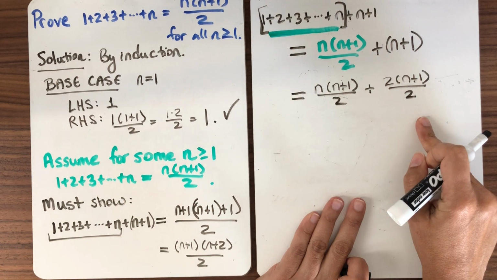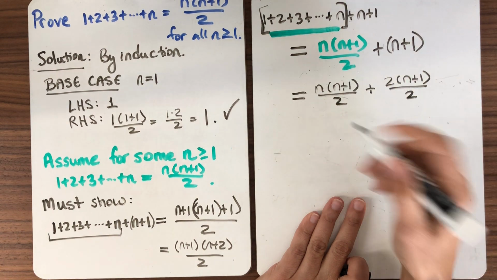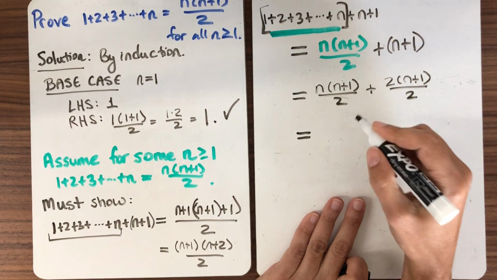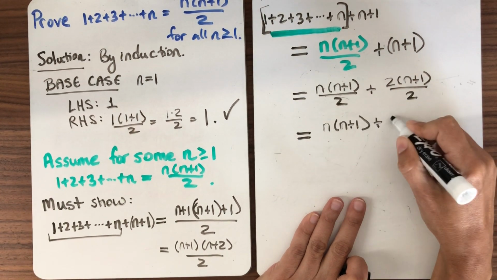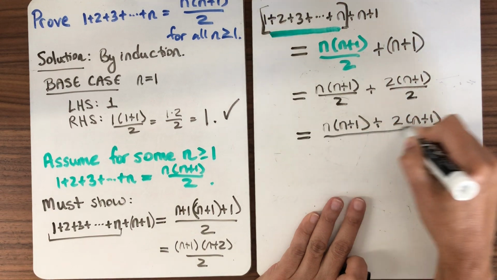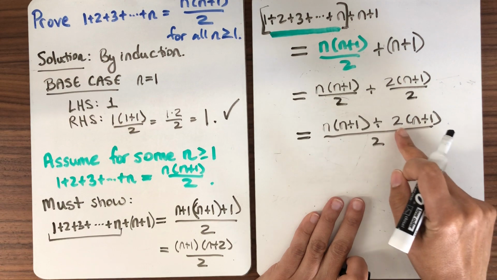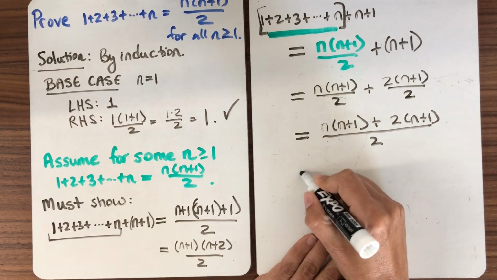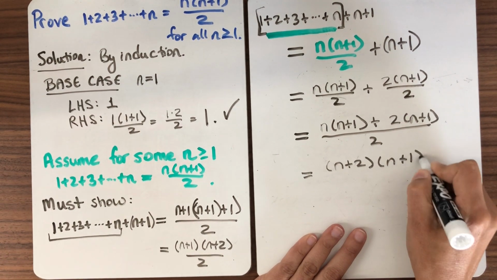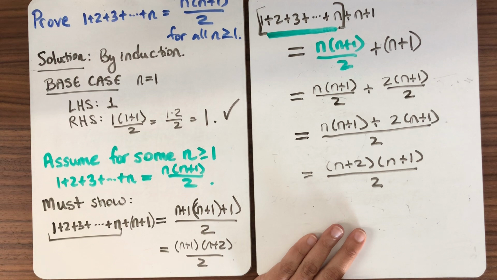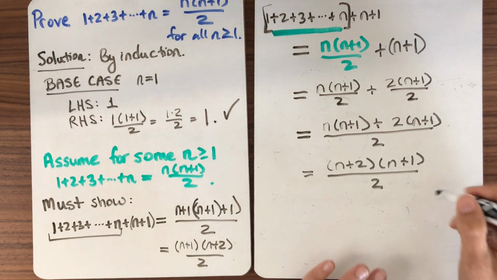Okay, now I need to combine my fraction. Luckily, I have a common denominator. That was the whole point. Here, notice I have n plus 1 and n plus 1, so that's going to simplify. I'm going to take more steps than necessary just to make the point. So here I've just combined them because they do have a common denominator. And now I'm going to notice n plus 1 times n, 2 times n plus 1. I can just combine that, and I get n plus 2 times n plus 1 divided by 2. I've just factored out my n plus 1 from the top. And now that's actually exactly what I wanted to prove.